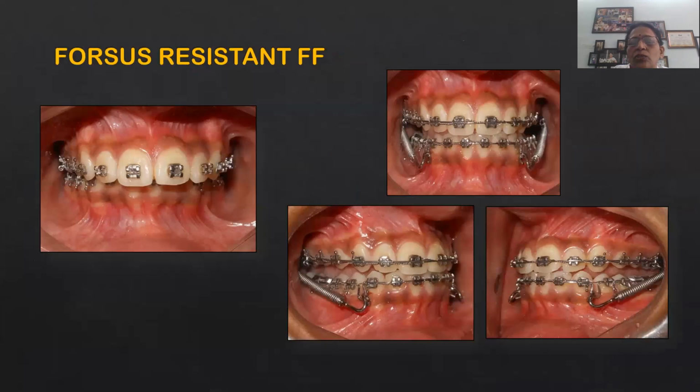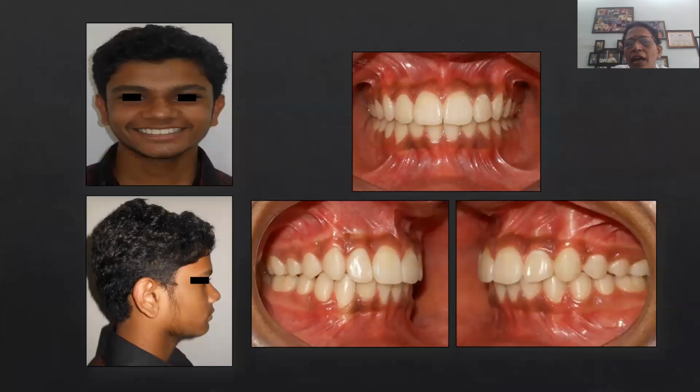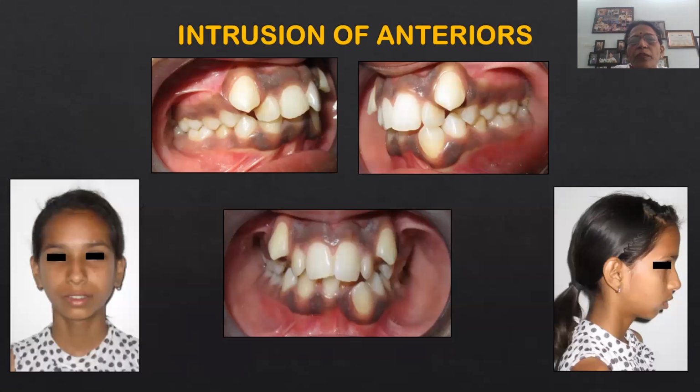Since it was a class 2, with the fixed functional appliances, the force is resistant, the mandible could be jumped forward and we can get the results where the bite is brought to normal, 100% deep bite gets corrected, and the molar relationship is brought to a class 1, where the results will now remain stable.